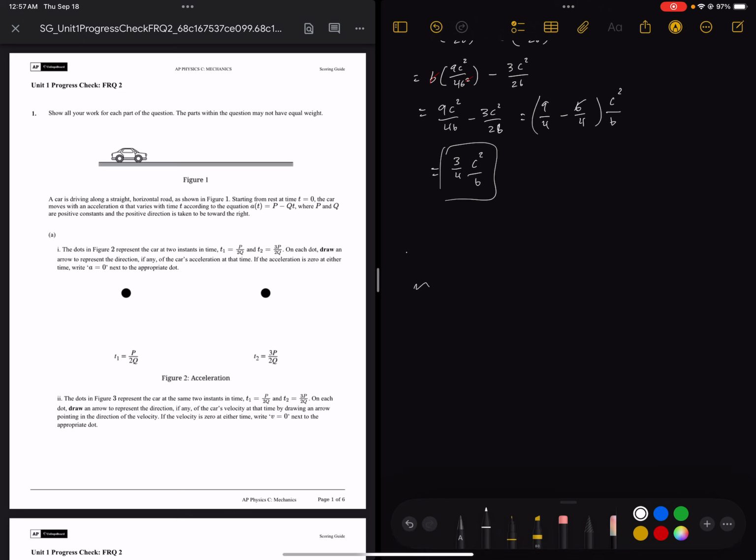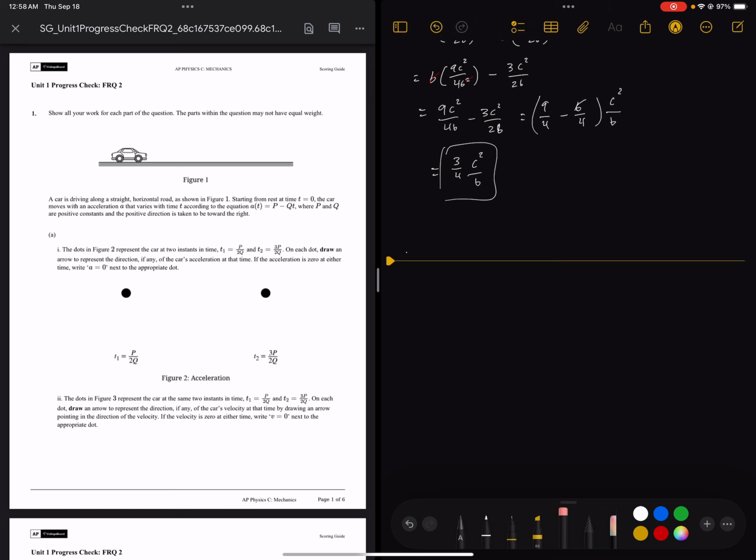All right, so here we have a car that is driving along a straight line and starts from rest at t equals 0. The car moves with acceleration a that varies with time t according to the equation a equals p minus qt, where p and q are positive constants. Okay, so here we have to represent the car at two instants of time, at t1 equals p over 2q, and t2 equals 3p over 2q. On each dot, draw an arrow representing the direction, if any, of the car's acceleration at the time. If the acceleration is 0 at either time, write a equals 0 next to the appropriate dot.